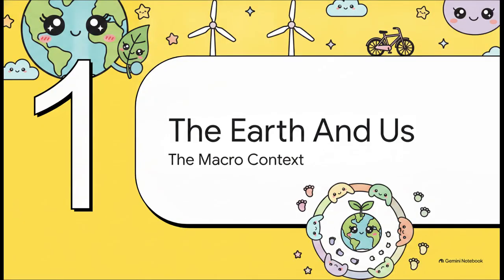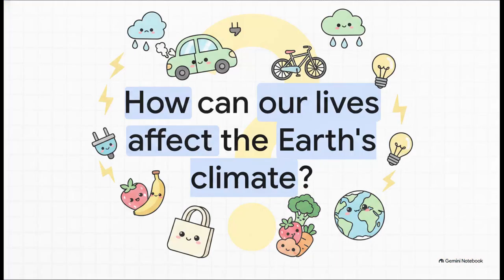All right, Section 1. The Earth and us, the macro context. Let's kick things off with a big question right off the bat. How can the way we live actually affect something as impossibly large as the Earth's climate? It can kind of feel like a disconnect, right?